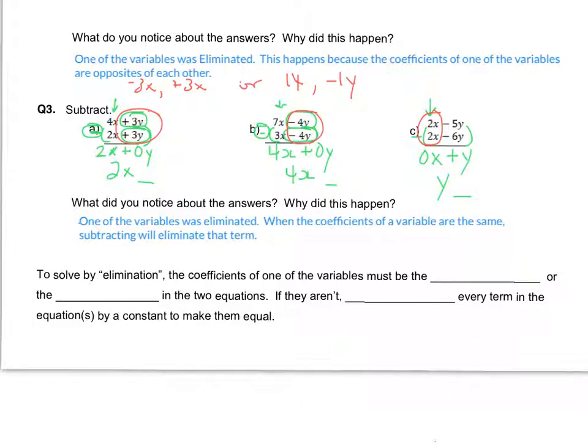To solve by elimination, the coefficients of one of the variables must be the same or opposite in the two equations. If they aren't, what we're going to end up doing is we're going to multiply, just like we did with the fraction questions on the previous lesson. We're going to multiply every term in the equation or equations by a constant to make the coefficients of one of the variables be identical or opposites.